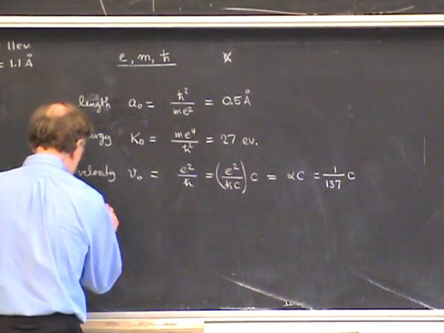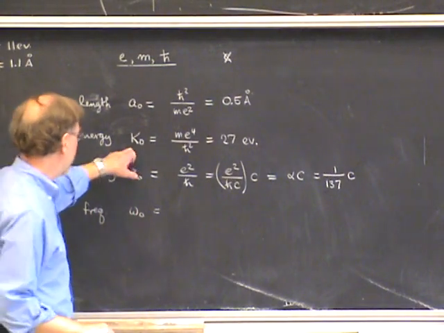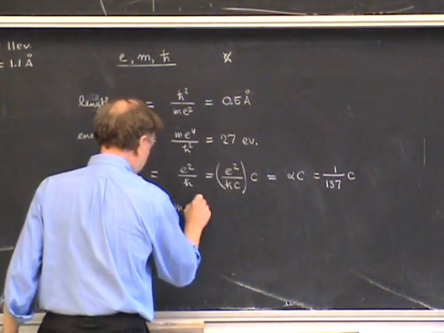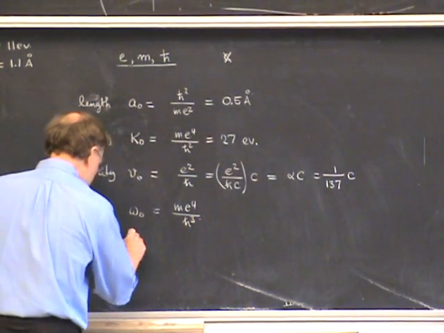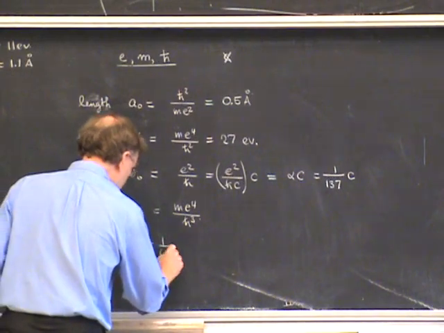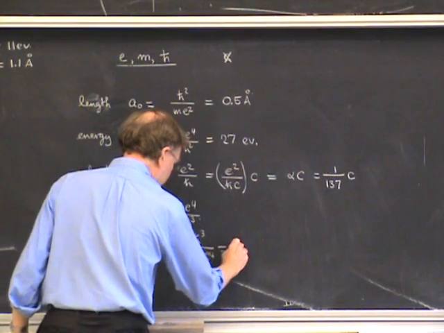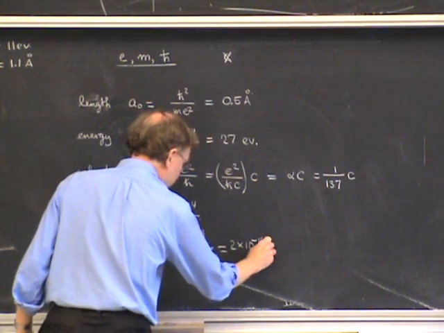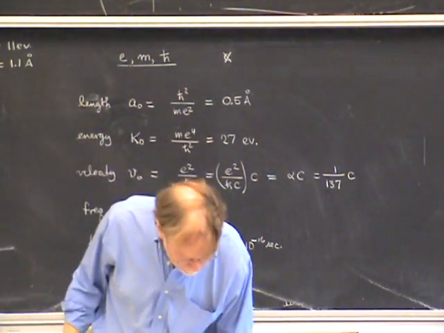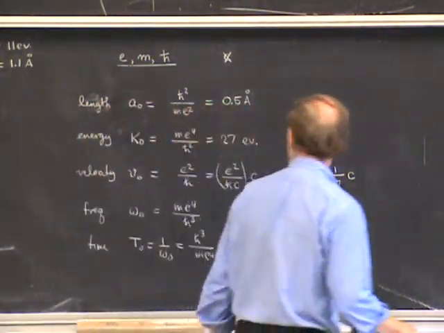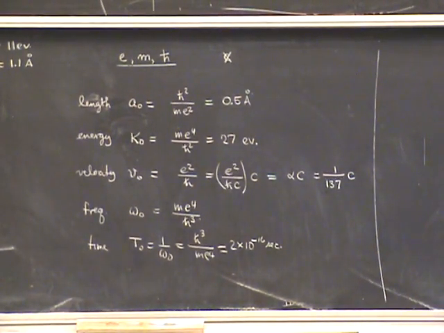There's a frequency that comes in, a fundamental frequency, and this is basically the energy divided by h bar. So this is mu to the fourth over h bar cubed. The reciprocal of this gives us a fundamental time, T0, which is 1 over omega 0, which is equal to h bar cubed over mu to the fourth. And this is about 2 times 10 to the minus 16 seconds. It's a pretty small amount of time. Okay, so these are the quantities which enter.